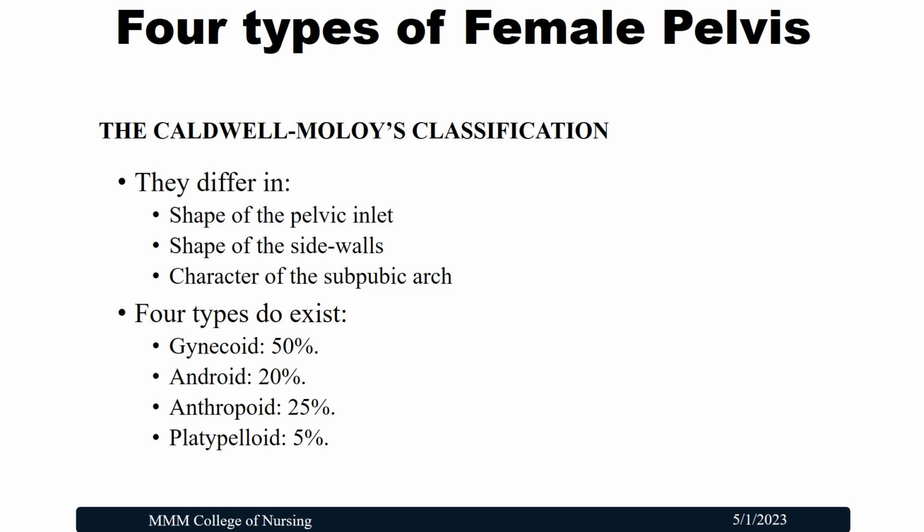There are four types of female pelvis. According to the Caldwell-Moloy classification, they differ in the shape of the pelvic inlet, the shape of the side walls, and the character of the subpubic arch. So, four types do exist: gynecoid, android, anthropoid, and platypelloid. Gynecoid is the common type, seen in 50% of women, android 20%, anthropoid 25%, and platypelloid 5%.